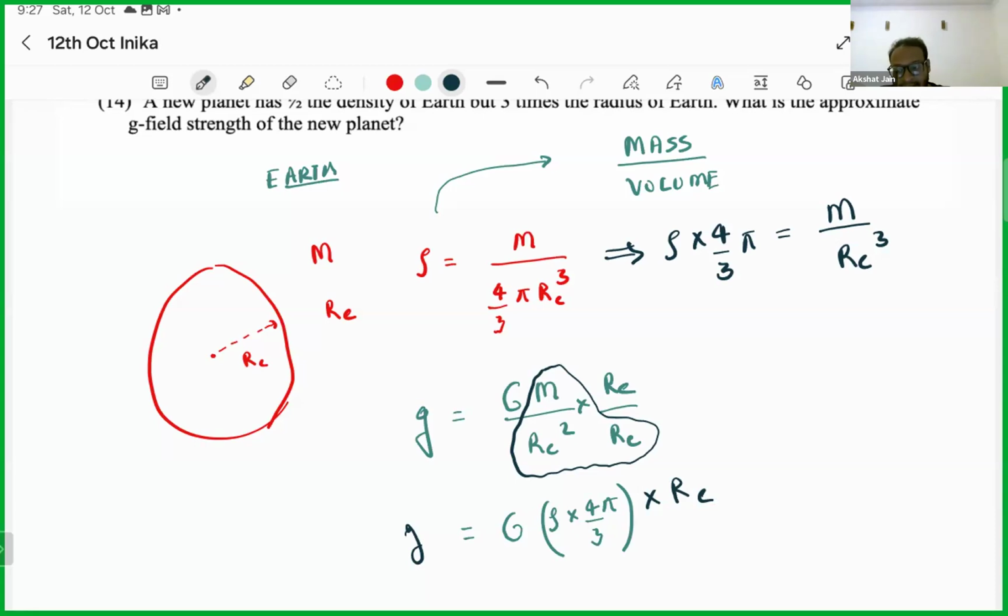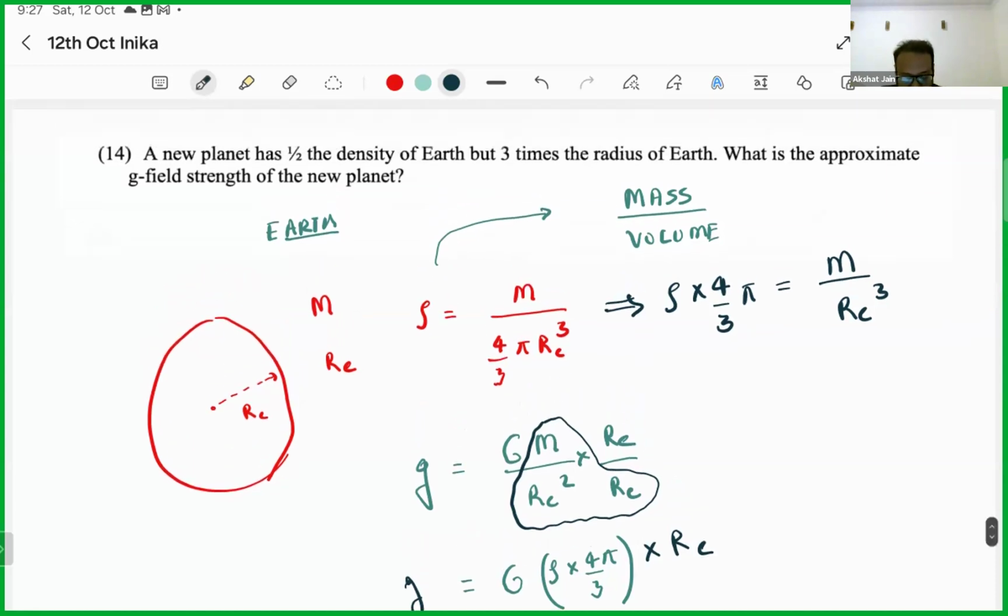Now the question arises that why I have done this? Because this is the demand of the question. He's saying that I'm making a new planet. And the new planet in comparison to the Earth has got a density half that of the Earth. The density of that new planet is half that of the Earth. And the radius of that new planet is 3 times the radius of the Earth. So what should be the G value for that planet?